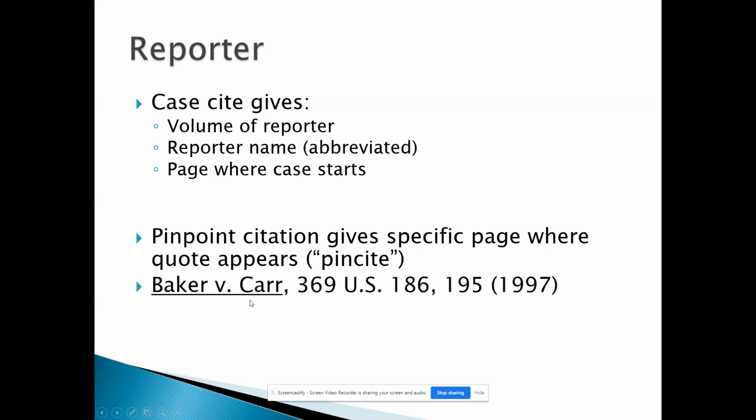So here we have Baker versus Carr. That's our case name. See how I don't underline over the comma. 369 U.S. 186: 369 is the volume. U.S. is the reporter, the name of the book, the United States Reporter, which is the official reporter for U.S. Supreme Court cases. It starts at page 186, and here's where my quote begins at page 195, and it was written in 1962.